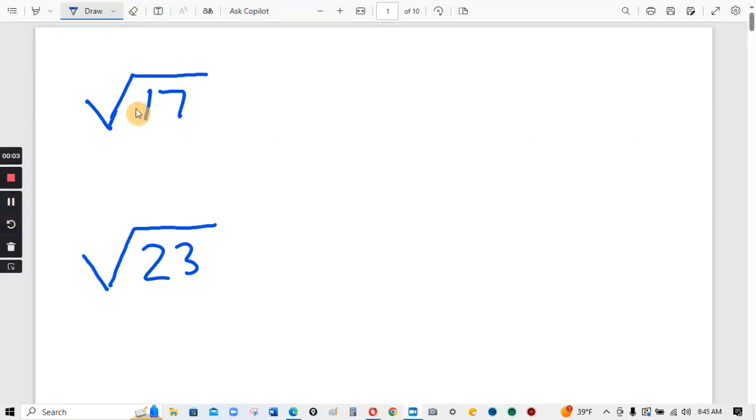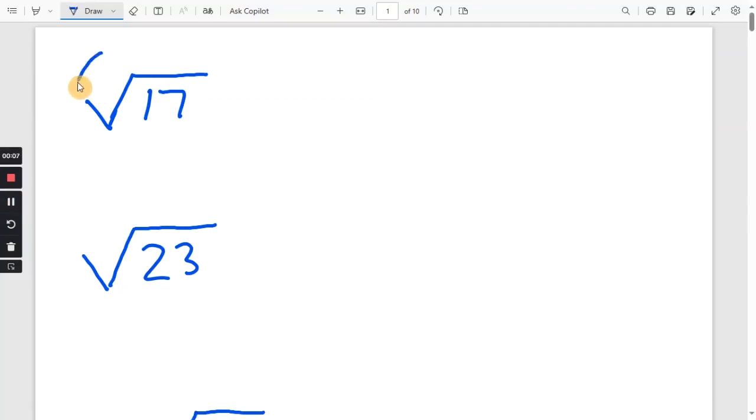So if you have a square root of a number, and you want to square that whole thing, can someone tell me what happens? When you have a square root of something and you square it, what happens? Okay, it cancels out, and what's left over? 17, right? You just remove the square root. That's all you do. Okay?